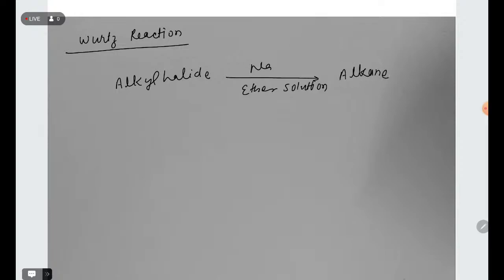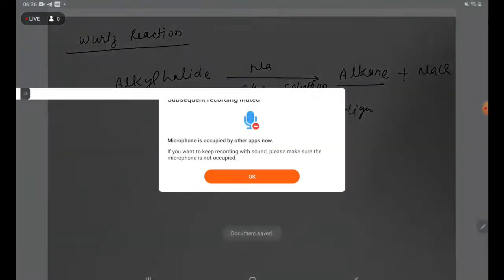And when you talk about the Wurtz reaction, friend, this is a reaction of alkyl halide. Alkyl halides are what you are going to take. When you are treating alkyl halide with sodium and taking the ether solution, what is it going to give? It is going to give alkane plus NaCl, and this alkane will be a higher alkane.